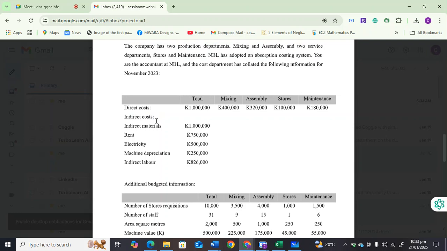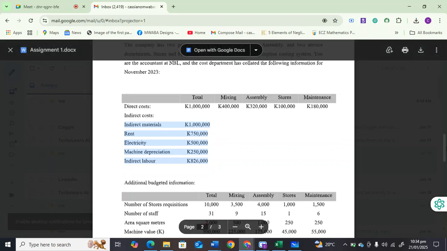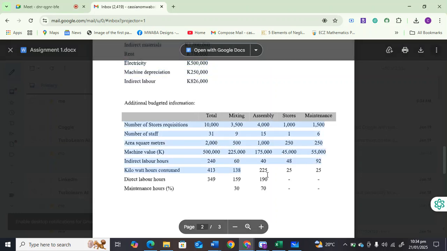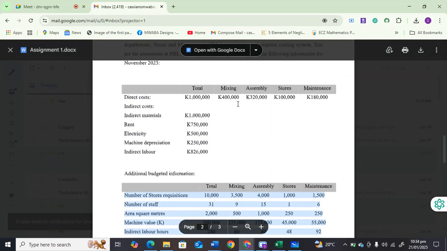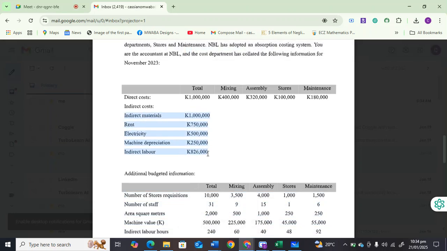Colleagues, what I mean by overhead apportionment is that these charges here, we are going to share them amongst these four departments, so that we can get the total overheads for each department. This additional information here is there because it is going to help us share out these costs. So we're doing the first stage.